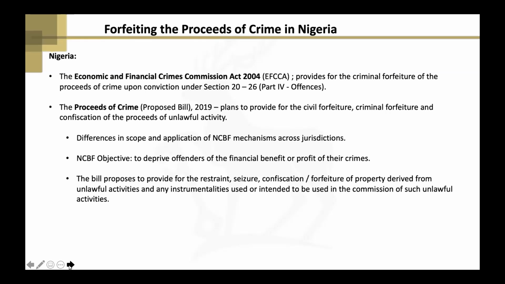Now, comparing this Proceeds of Crime Bill and the enactments in South Africa, Kenya, and Zambia, I want to look at the NCBF mechanism. The objective of this mechanism is basically the same, and that is to deprive offenders of the financial benefit or profit of their crimes. Now, this bill proposes to provide for the restraint, seizure, confiscation, and forfeiture of profit derived from unlawful activities and all instrumentalities used or intended to be used in the commission of crime.